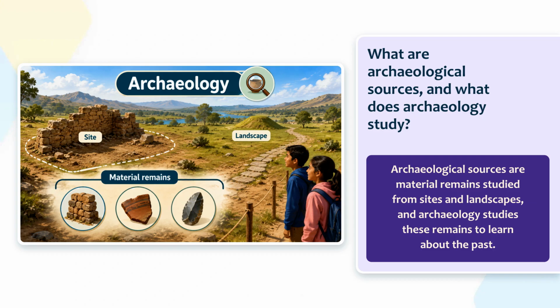The site and landscape together give the definition. Archaeological sources are material remains studied from sites and landscapes, and archaeology studies these remains to learn about the past. The image provides the visible clues for this answer. Next, we will identify tools, pottery, bones, buildings, burials, coins, and inscriptions as archaeological material remains and define artifact.